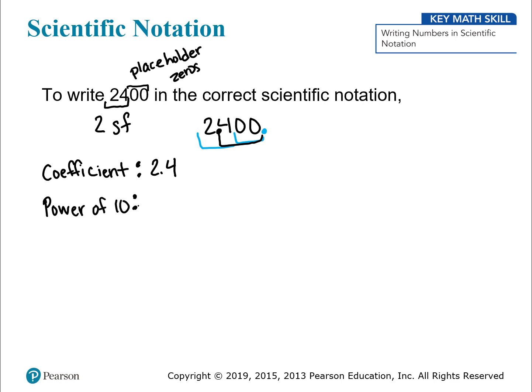Now we need a power of 10. How many spaces did we move? 1, 2, 3. Is our number bigger than 1, or is it at least 1 or bigger, or is it smaller than 1? Well, our number is much bigger than 1. So n is going to be positive. So we don't have to do anything else. We can just write it in the correct format.